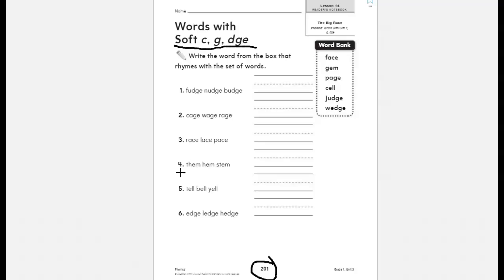On number 4, we have the words them, hem, stem. Which word from the box would rhyme best? Face, gem, page, sell, judge, wedge. Choose a word from the box and write it in the blank if it rhymes with them, hem, stem.